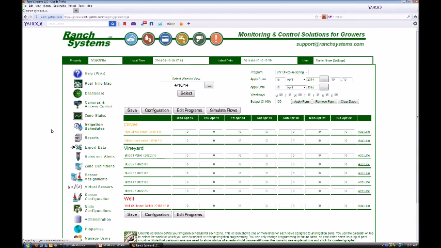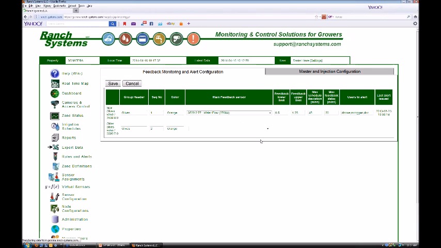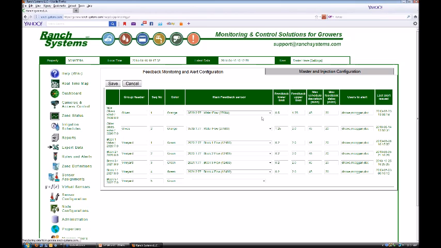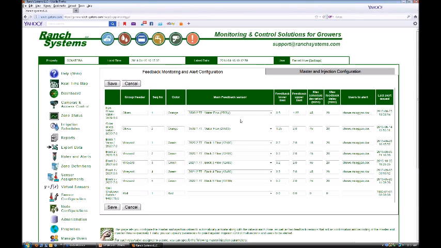So here we have the irrigation schedules. You can see the different blocks that he has, and they're separated by color, and a nice little header at the top. Here in the configuration dialog, you can see how we have different feedback sensors and the acceptable range of flow. So we have an acceptable range of 0.2 gallons per minute to 2 gallons per minute after 45 minutes to 20 minutes, depending on what that is, and we select the sensor here.